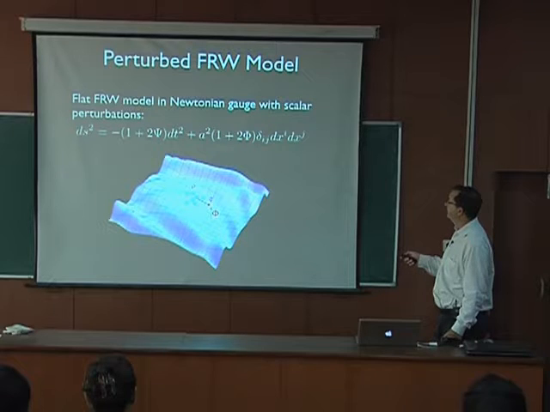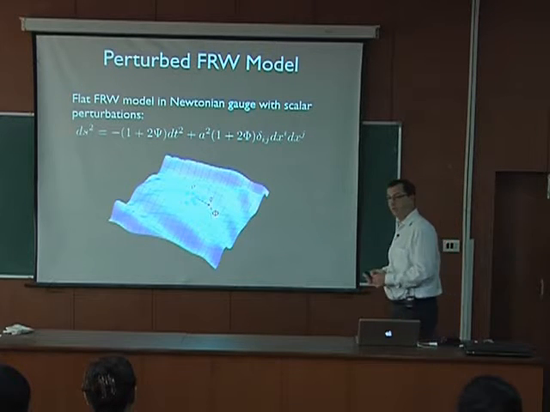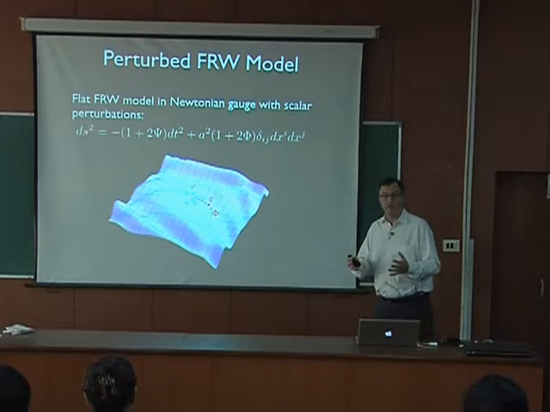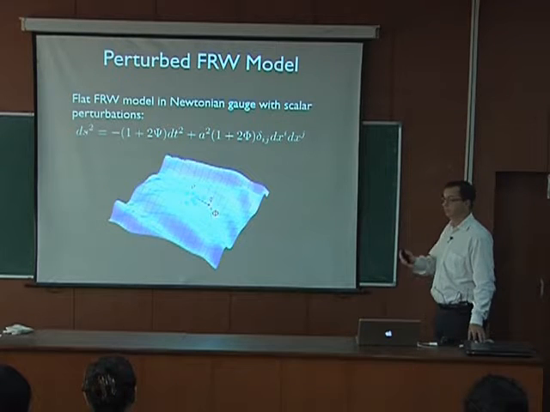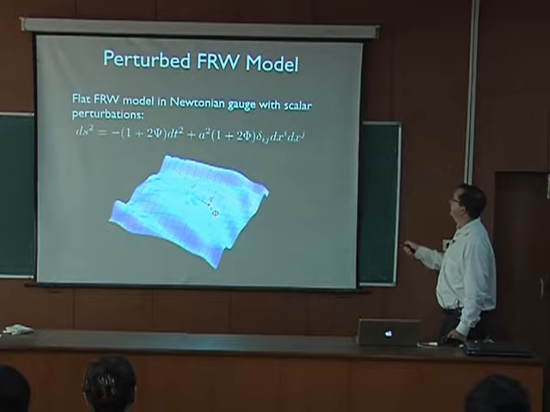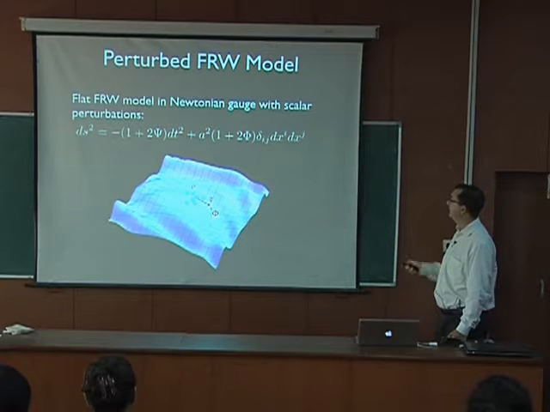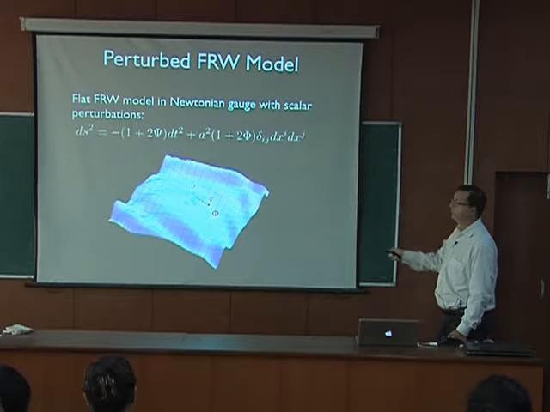And it turns out that in order to do this, one needs to choose a gauge, different choices of the way we can parameterize these perturbations. We don't need to go into the details of this. But in this specific gauge, which is particularly convenient, called the Newtonian gauge, you can write the perturbed metric like this. So it's the FRW metric plus some perturbations.